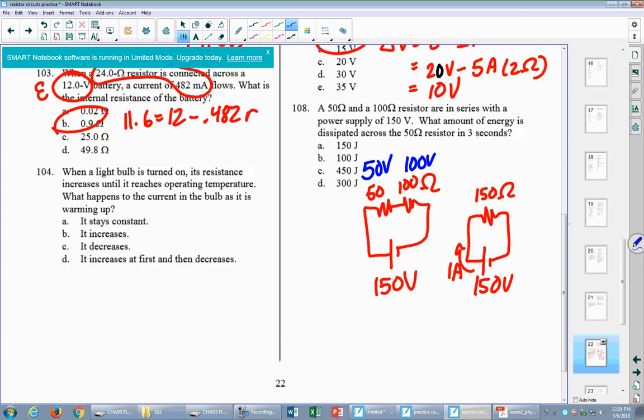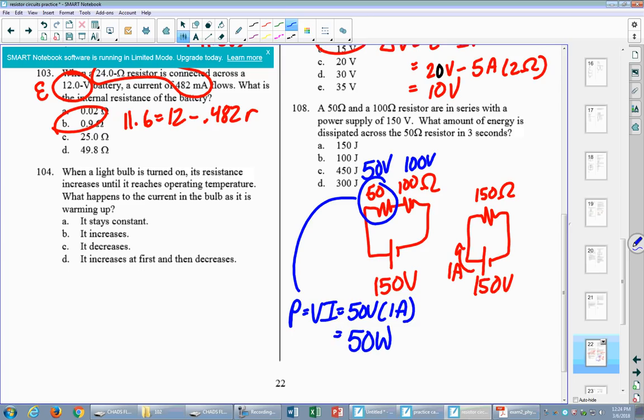And then if I want to know, let's see, how can I do this? If I want to know the power across the 50 ohm resistor, I could do it in a couple of ways. I could say power is V squared over R, or I could say power is V times I. I know the voltage, it's 50 volts, and I know the current, it's 1 amp. So the power is 50 watts. But then I want to know the energy, and energy is power times time. Remember, power is a joule per second, or an energy per unit time. And so it's going to be 50 watts times 3 seconds, which is 150 joules.